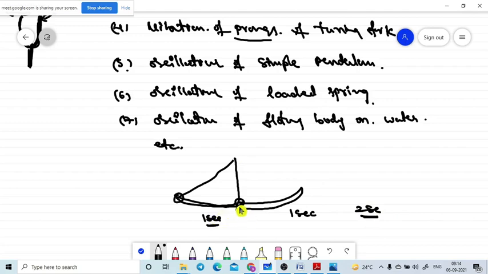From this stage it will move, and it will come back, and also it will go to the other side and come back to the same position. The time period of the second pendulum is 2 seconds. Like this, the vibration of the prongs of the tuning fork will have another time period.